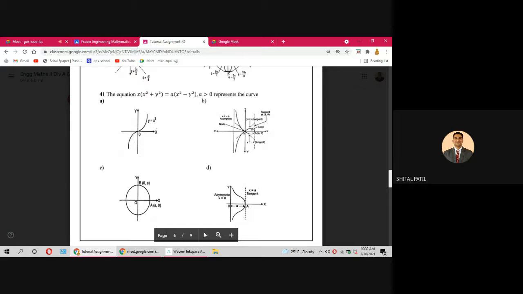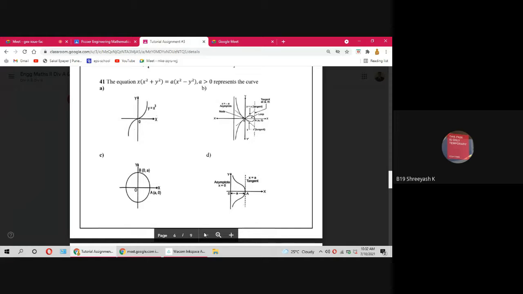See the C option. Is it passing through the origin? No. See the D option. Is it passing through the origin? No. That's it. So checking symmetry and whether it is passing through origin or not will be sufficient to get the answer. In many cases it is so, not every time. So question number 41, B option is correct since it is symmetric about x-axis and passes through the origin. Option B, na? हाँ, B option correct. B option is true.